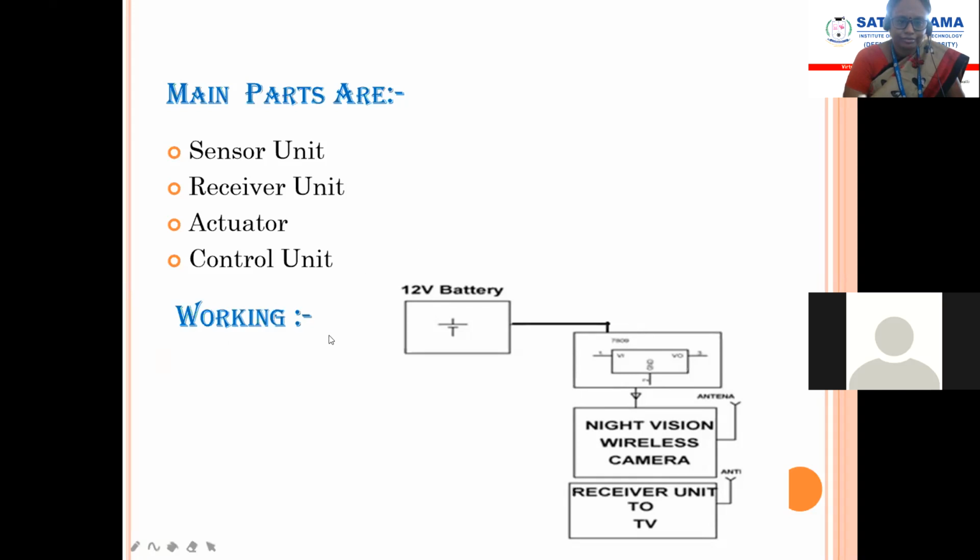Next we'll come to the working process. Here we have 12 volts DC, so a DC battery, a night vision wireless camera, and a receiver unit connected to the TV. The camera will capture images, and these will be transmitted as a digital signal by a transmitter unit. In the receiver unit, it will receive, and the digital signals are converted into image format, and this image format will be monitored on a TV.